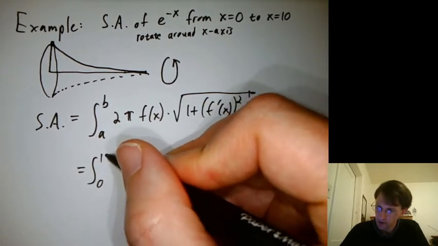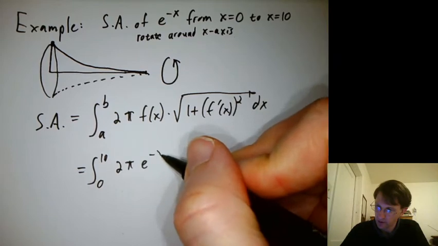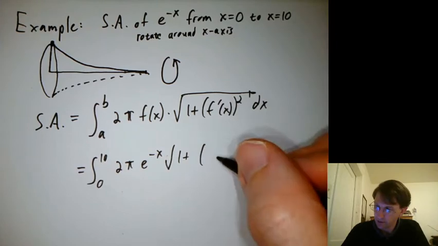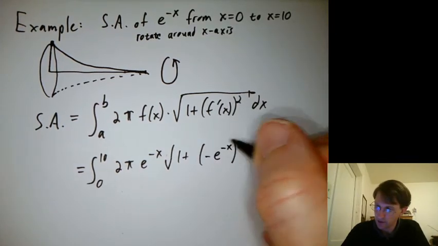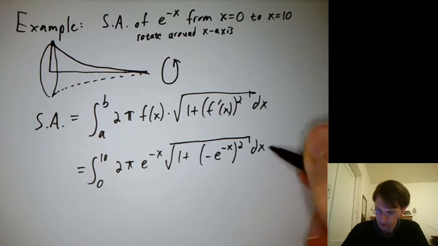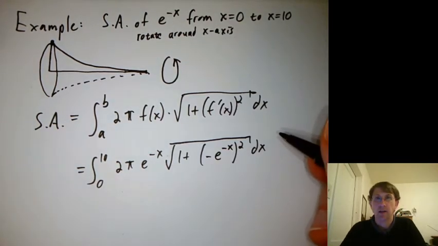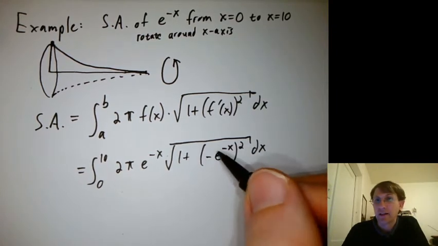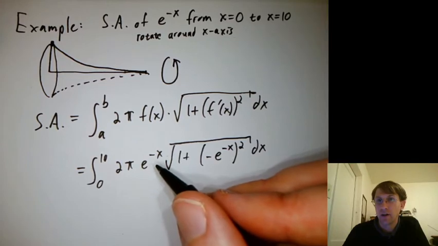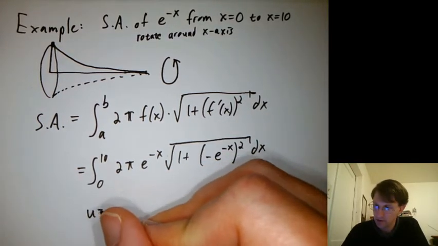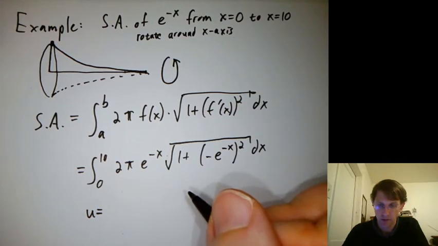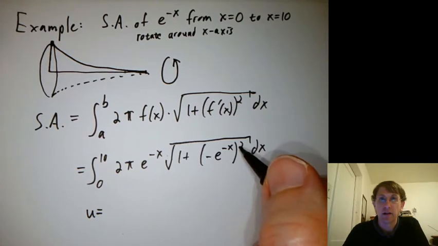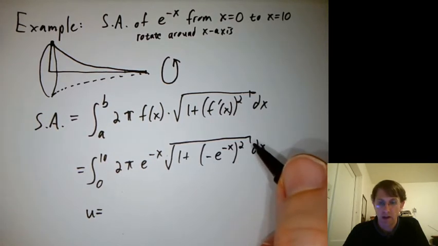From 0 to 10, 2 pi e to the negative x square root 1 plus, what's the derivative of e to the negative x? It's negative e to the negative x because of the chain rule, squared, dx. And does that look friendly to solve? Well, we got something inside here, and we've got something like it on the outside. What do you think? Maybe u substitution? So u equals, what would you use here? Well, you could use 1 plus negative e to the negative x squared.